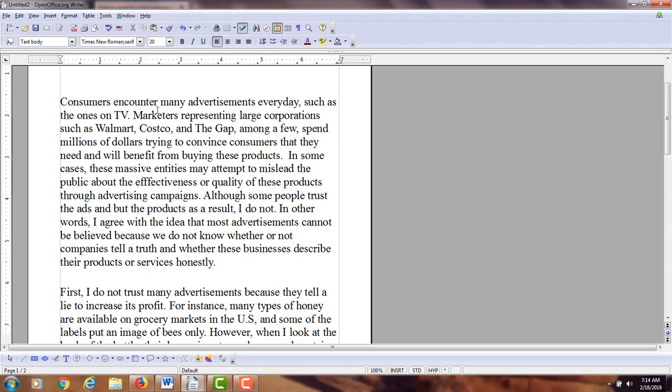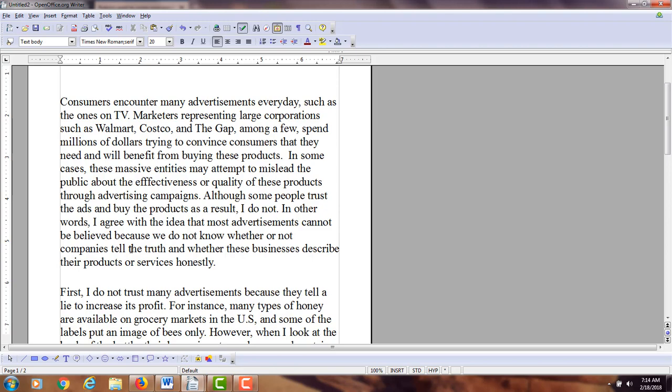In some cases, these massive entities may attempt to mislead the public about the effectiveness or quality of these products through advertising campaigns. Although some people trust the ads and buy the products as a result, I do not. In other words, I agree with the idea that most advertisements cannot be believed because we do not know whether or not the companies tell the truth and whether these businesses describe their products or services honestly.